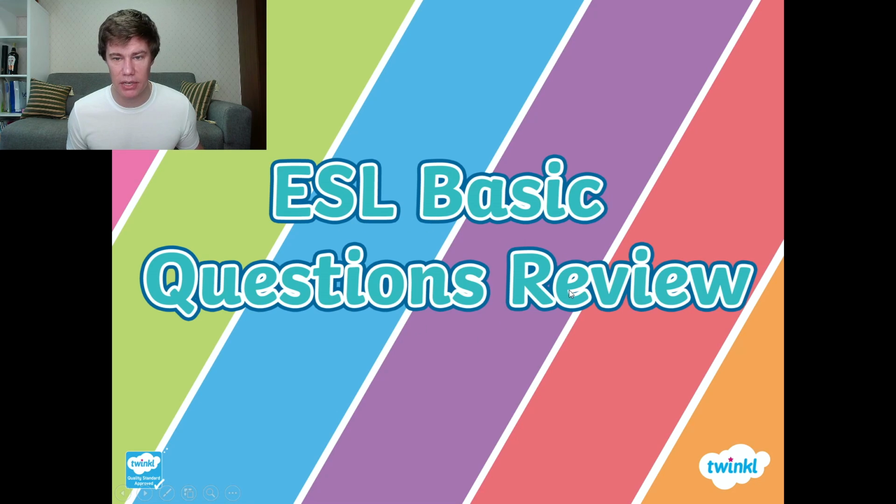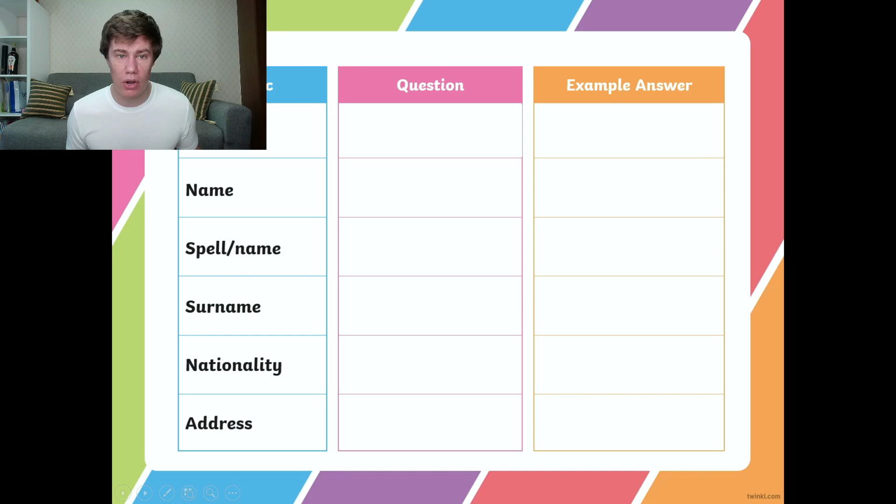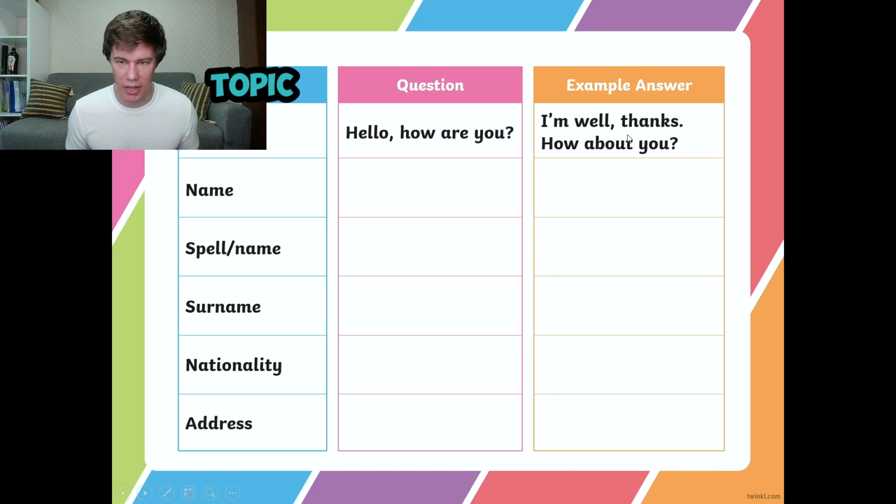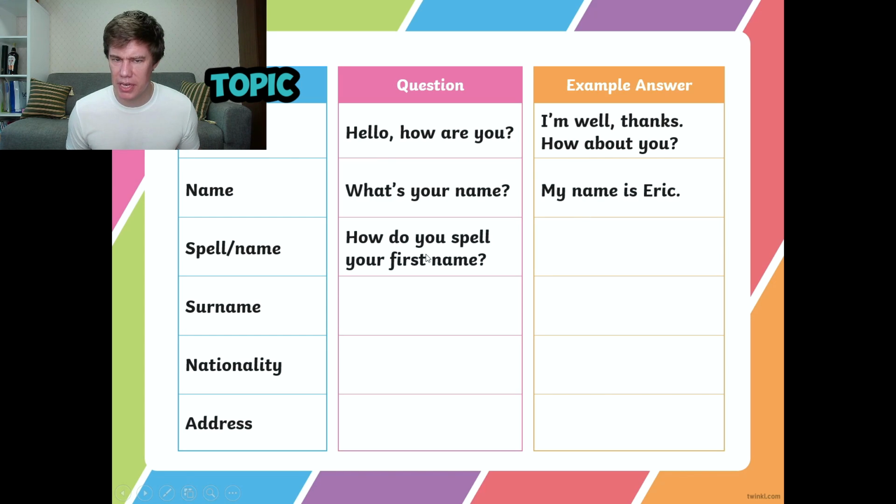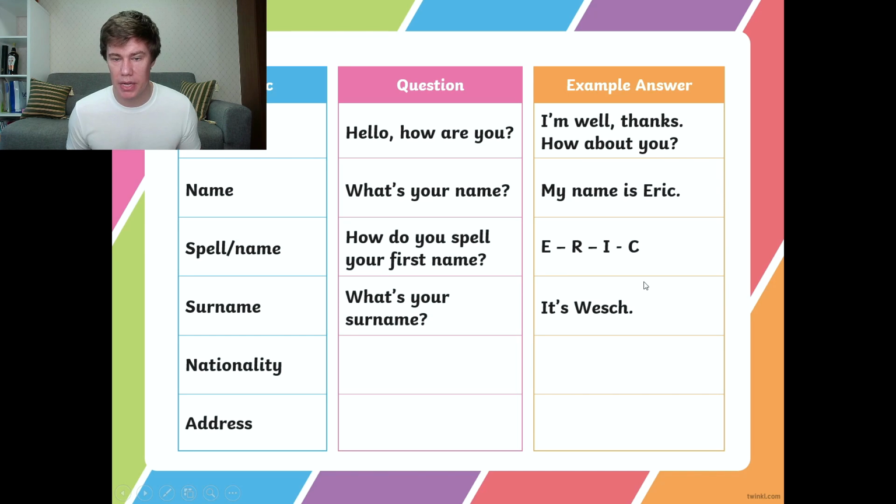So, ESL Basic Questions Review. There are 3 columns. This one is for the topic, the questions, and example answers. Hello, how are you? I'm well, thanks. How about you? I'm fine, thanks. What's your name? My name is Eric. How do you spell your first name? Or how do you spell your name? How do you spell that? E-R-I-C. You can see that this is British English because they use surname. In American English, they would ask last name. What's your surname? It's Wish.